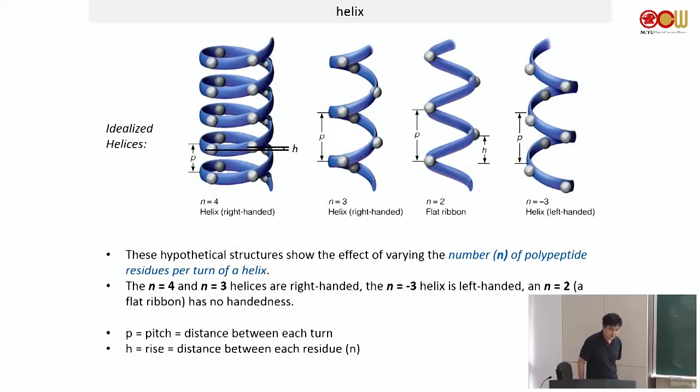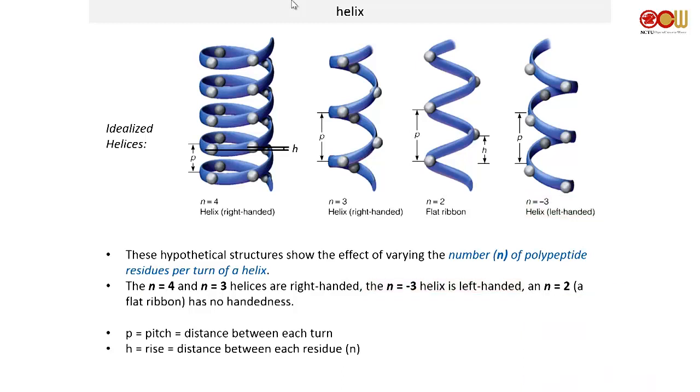We started talking about different helices. We have helix of n equals 4, n equals 3, n equals 2 is not really a helix anymore. And then you have n equals minus 3, then it's going to be a left-handed helix instead of a right-handed helix.